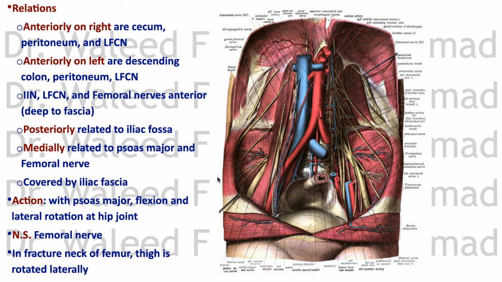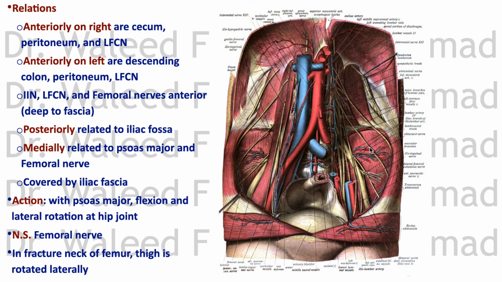Relations of the iliacus muscle. Anteriorly on the right, we have the cecum, the peritoneum, and the lateral femoral cutaneous nerve. See, this is the lateral femoral cutaneous nerve. And here we have the cecum. Here we have the descending colon, and of course on both sides we have peritoneum. Also the lateral femoral cutaneous nerve. Okay. We have iliohypogastric and ilioinguinal nerves and femoral nerves as well, anterior to the muscle on both sides.